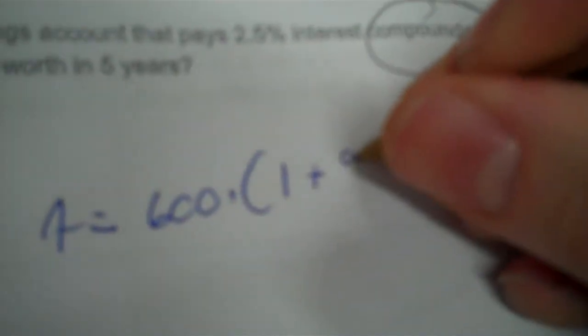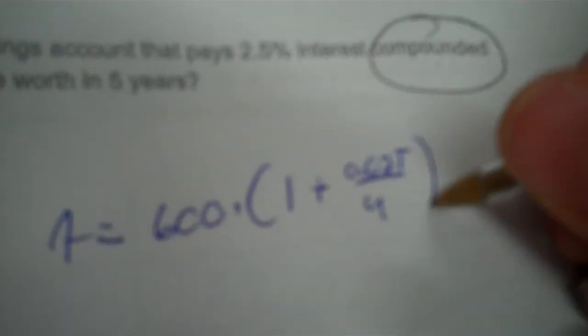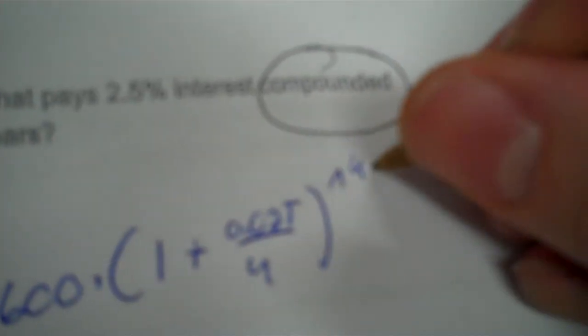So now, A is what we're solving for. The P is 600. 1 is always there. Now the rate, 0.025. Don't just put 2.5. Divided by the N, which we know is 4. And then the exponent is N, which is 4, times T, the years, which is 5. So we know 4 times 5 is 20.